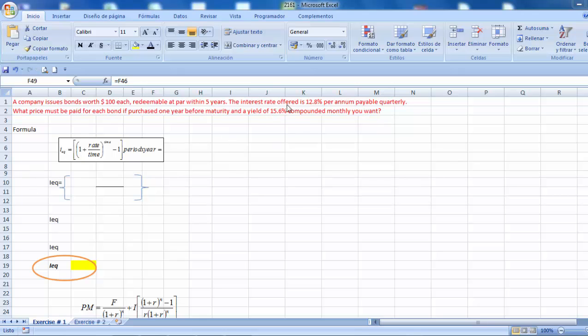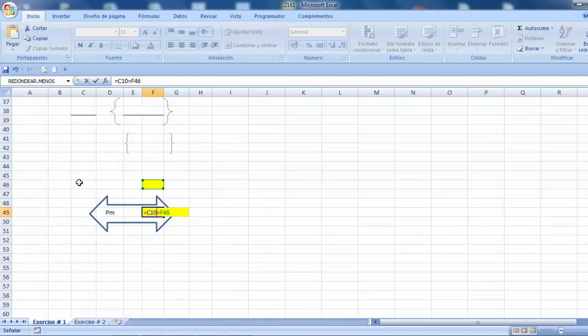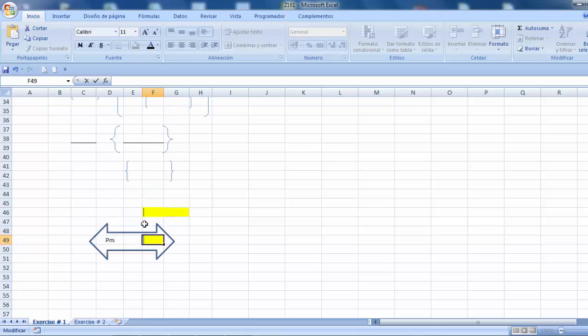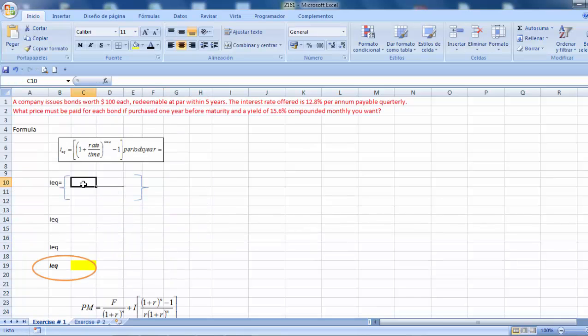Now we have the rate of 15.6 and we're going to convert it to quarterly with the following formula, replacing the data: 1 plus the rate over the time, and this time is equivalent to the 12 months of the year, 12 over 4, minus 1. Then we elevate 1 plus the rate over the time and resolve it. We have the value of 10.3. Don't forget to multiply by the time period, that is 4.